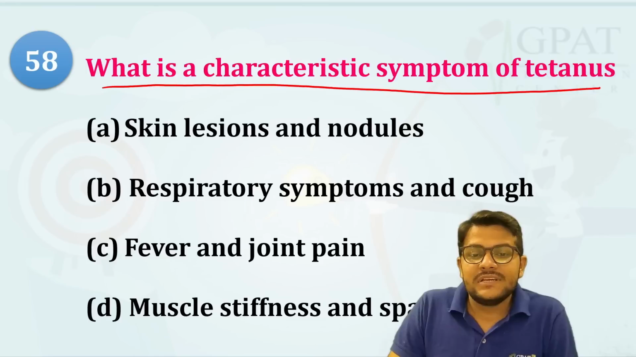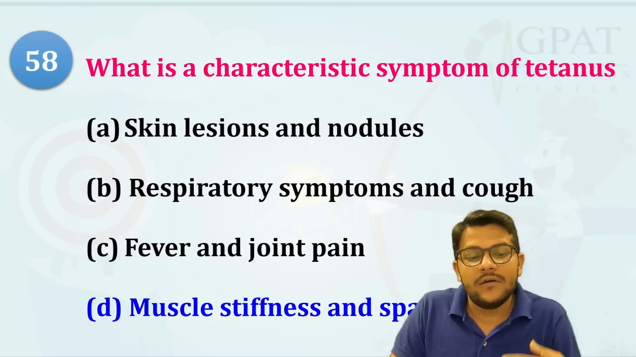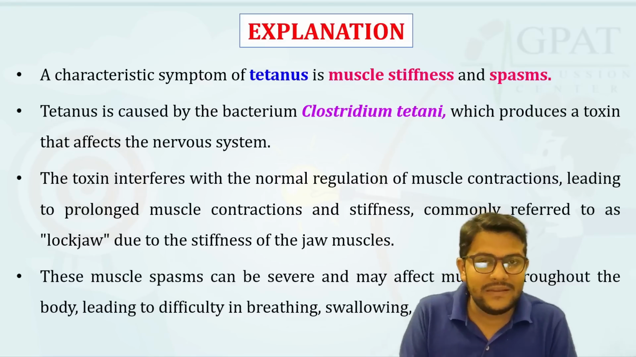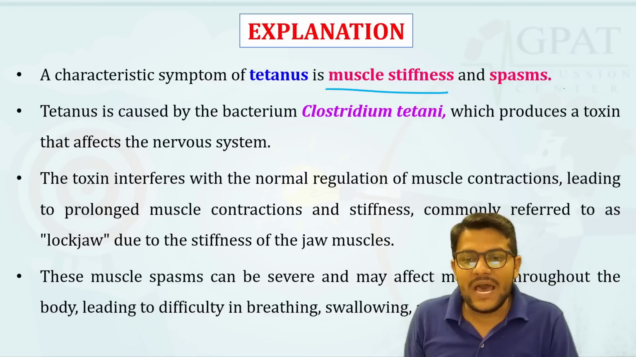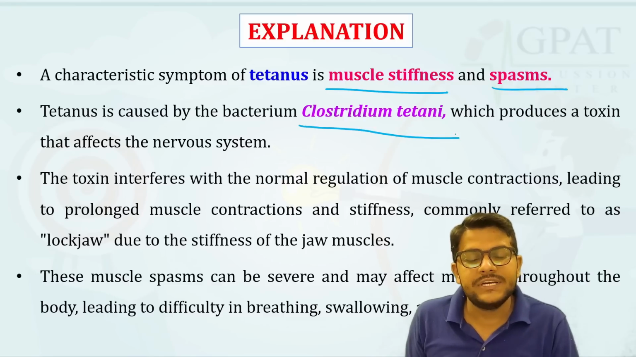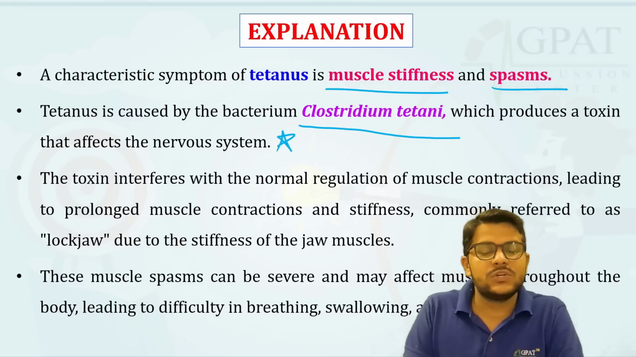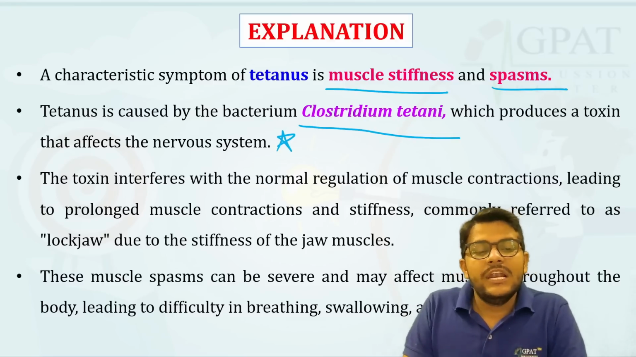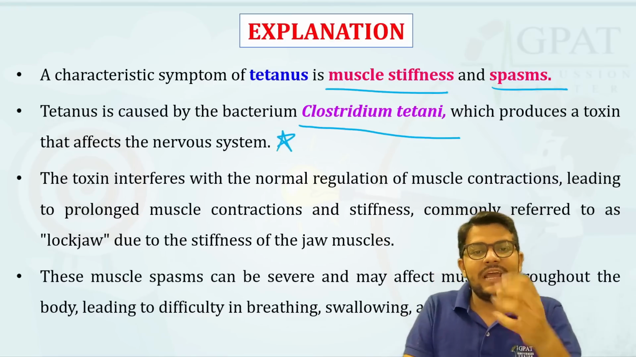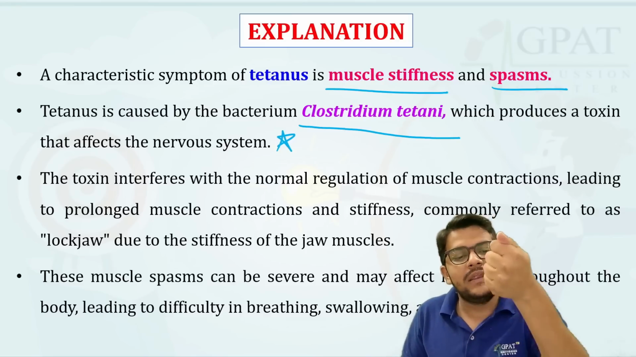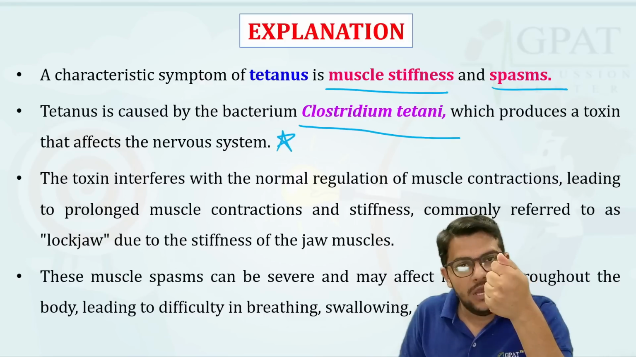So tetanus basically has characteristic symptoms like fever, muscle stiffness and spasm. Muscle stiffness and spasm, and it is caused by bacteria. As you know, it is a bacterial disease with symptoms like muscle stiffness and spasm in the muscles, caused by the bacterium Clostridium tetani, which produces a toxin that affects the nervous system and the normal regulation of muscle contraction, leading to wrong muscle contraction and stiffness. Muscle contraction is normal, but if it happens for a long time, it is called tetanus.